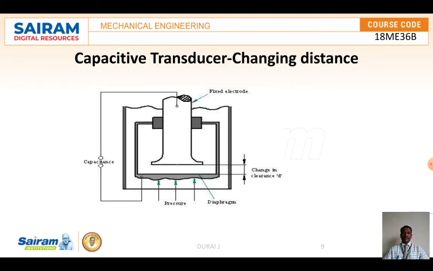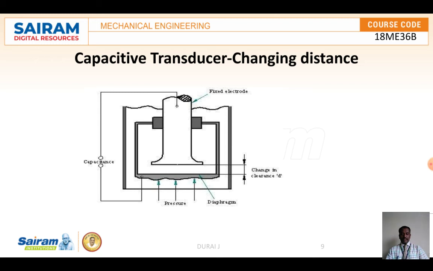Then comes the capacitive transducer with changing distance. It consists of a fixed electrode, with change in distance. The capacitance plate is fixed like this, and then pressure is applied over here. The diaphragm is fixed over here. People already know the use of the diaphragm. The capacitance varies inversely as the distance between the plates varies. So the capacitance increases as the distance between the plates decreases, and vice versa. Capacitance decreases when the gap is larger.